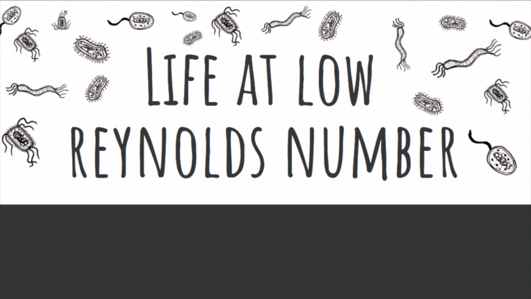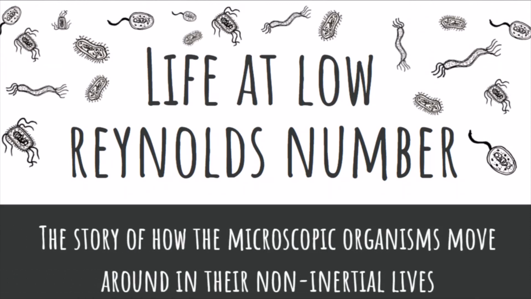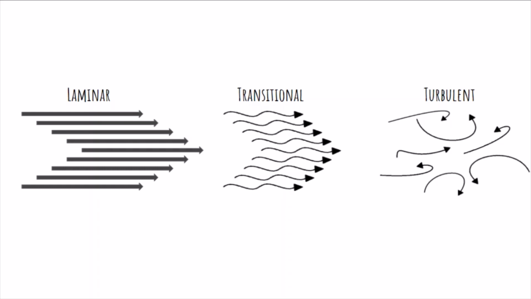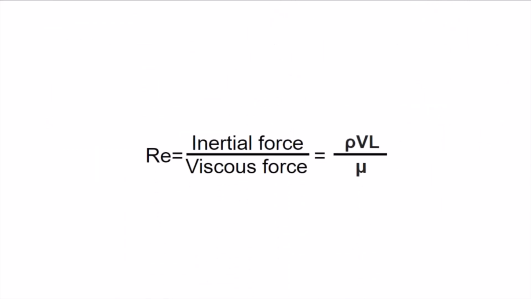The answer lies at a low Reynolds number. All microorganisms live under low Reynolds number conditions, but what does that signify? Reynolds number is a unitless quantity that helps us tell if the flow is laminar or turbulent. The higher the value of Reynolds number, the more turbulent the flow. Mathematically, the Reynolds number is a ratio between inertial and viscous forces.